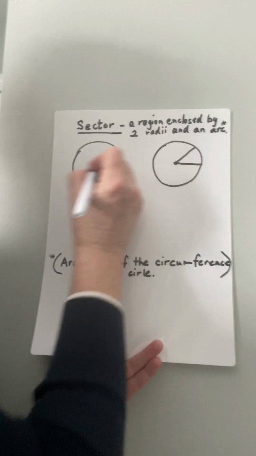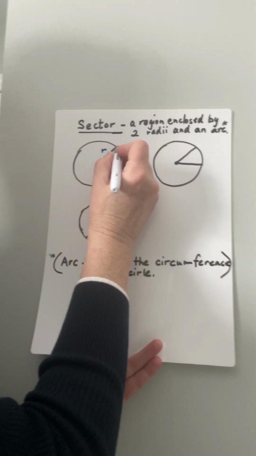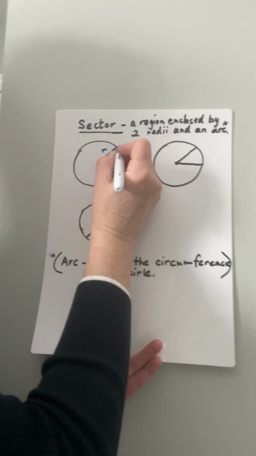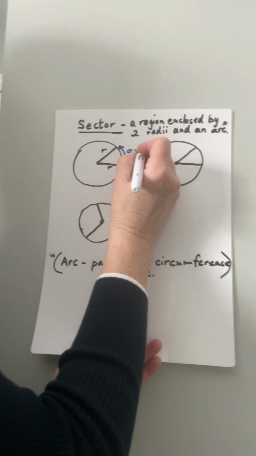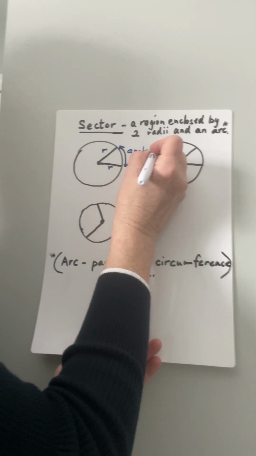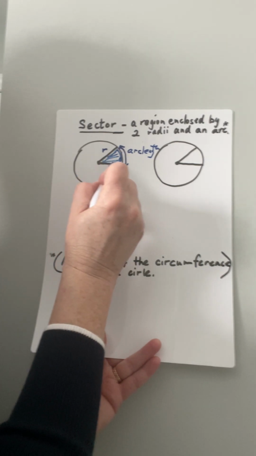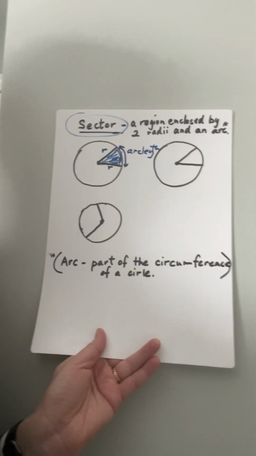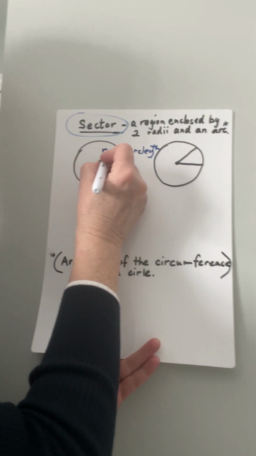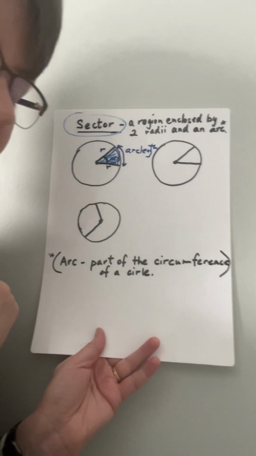So if this is a radius and this is a radius, and this from here to here is the arc length, then this area, this shaded area in here that I'm coloring in is called a sector. Okay, a sector. Now, that's if I'm considering that this is the part of the sector that I'm dealing with.